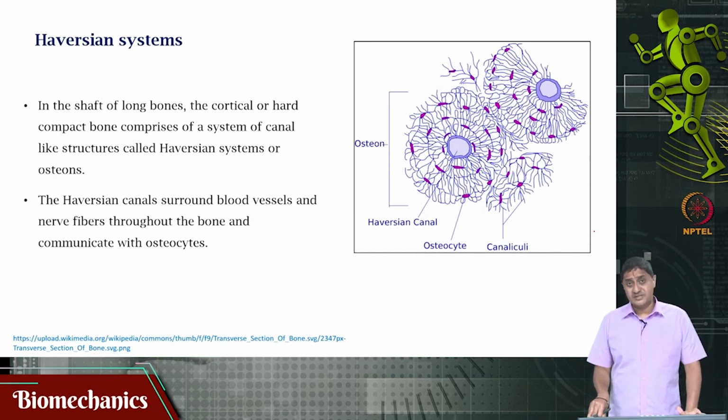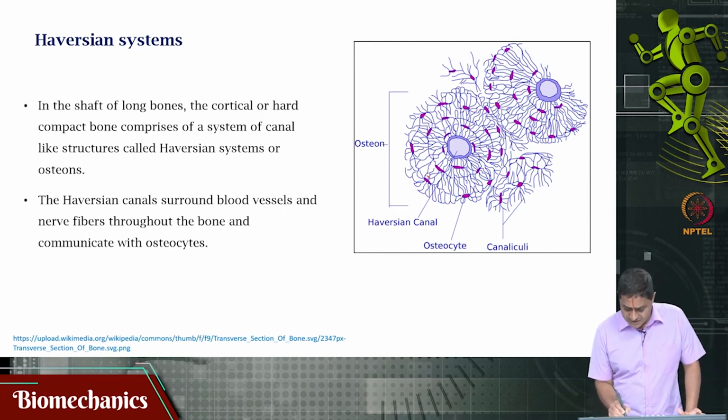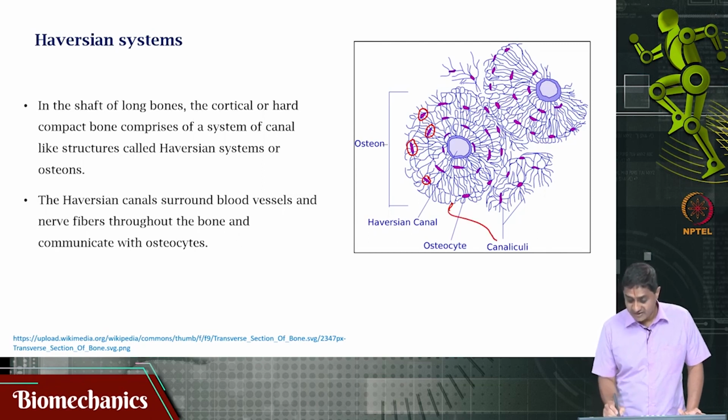In long bones such as the femur, for example, the hard bone, or the cortical or compact bone, has a system of canal-like structures called Haversian systems or osteons. What are these? These are essentially osteocytes. Here is an osteocyte, here is an osteocyte, and here is an osteocyte. And what are those branches surrounding these osteocytes? Those are the various canaliculi. Each osteocyte has its own canaliculi.